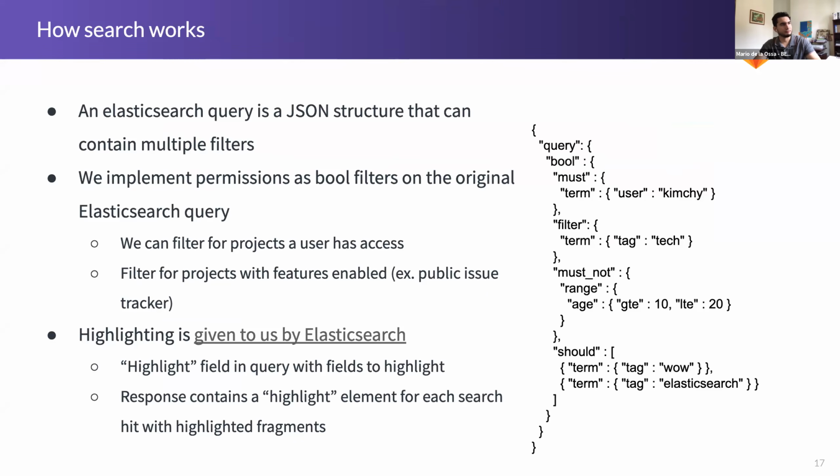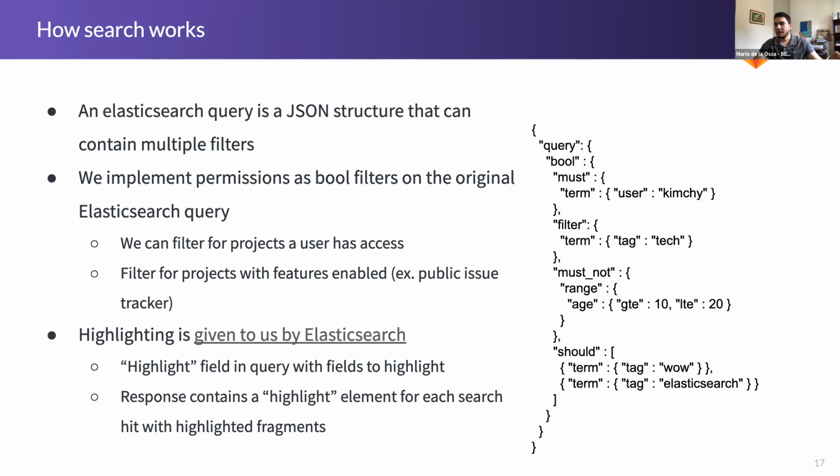So how does search work? An Elasticsearch query is a JSON structure, and it can contain multiple filters. So we see an example of it on the right side. We can say, hey, this is a Boolean query that must contain the term kimchi under the user attribute. And let's filter out anything that has the value tech under the tag attribute, and it must not contain between 10 and 20 on the age attribute. And then we can also say it should.